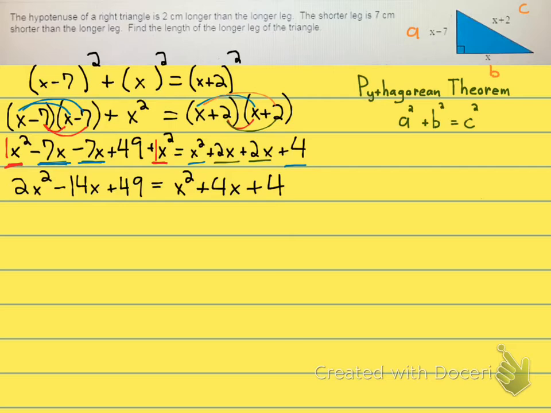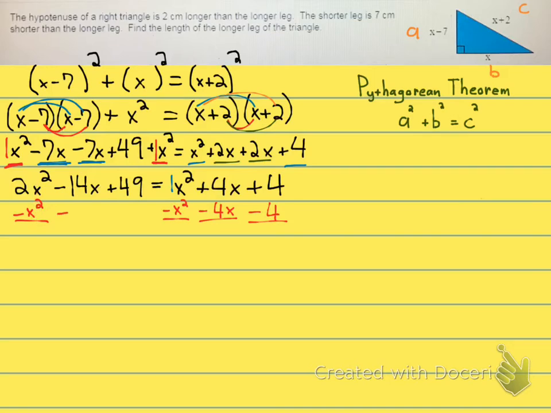So how do I get rid of this 1x squared? How do I get rid of an x squared? Minus x squared. How do I get rid of a plus 4x? Minus 4x. How do I get rid of a plus 4? Minus 4. Now if I do that to the right side of the equal sign, I need to do the same thing to the left side of the equal sign. Minus x squared. I know it's going to combine with my like terms right above.